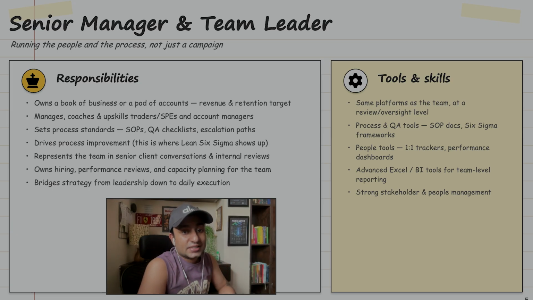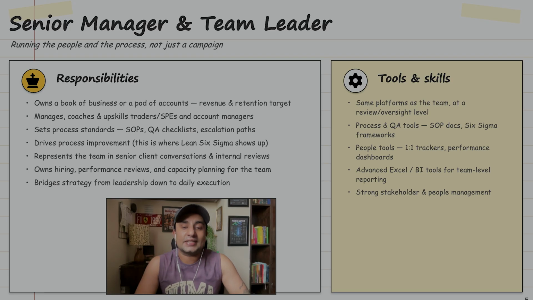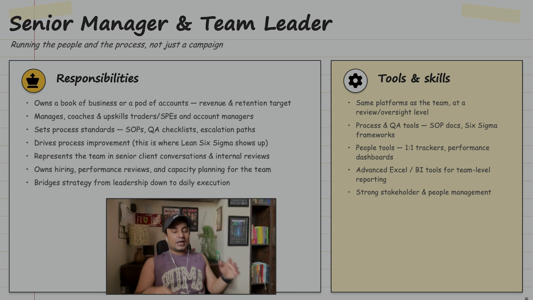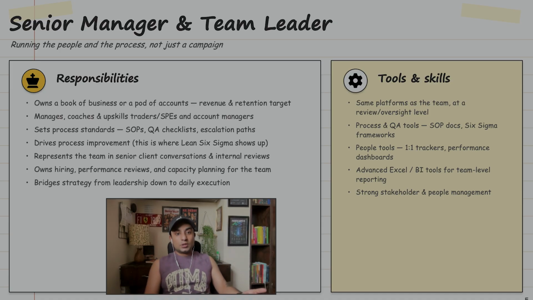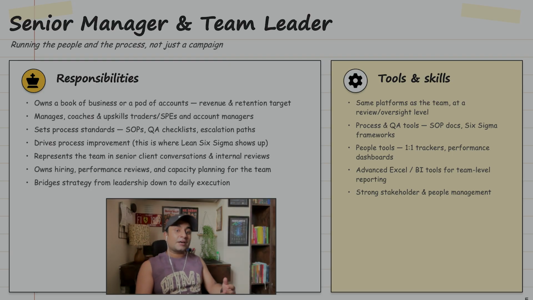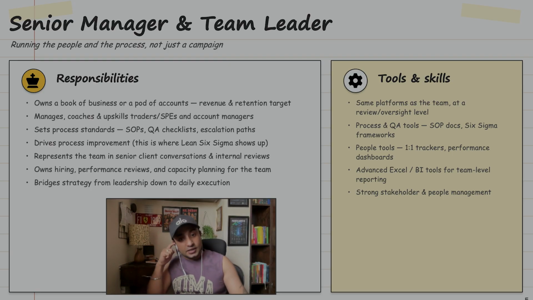You drive process improvement, which is taught in Lean Six Sigma, and it's a great plus for you. You represent the team in senior client conversations and internal reviews. And then you own hiring, performance reviews, and capacity planning for the team. You're the bridge between strategy from leadership down to the daily execution team. So you tell the senior hierarchy how your traders are doing, what good they are doing, what bad they are doing, what kind of shifts are required, and what kind of upskilling and training are required for certain people.